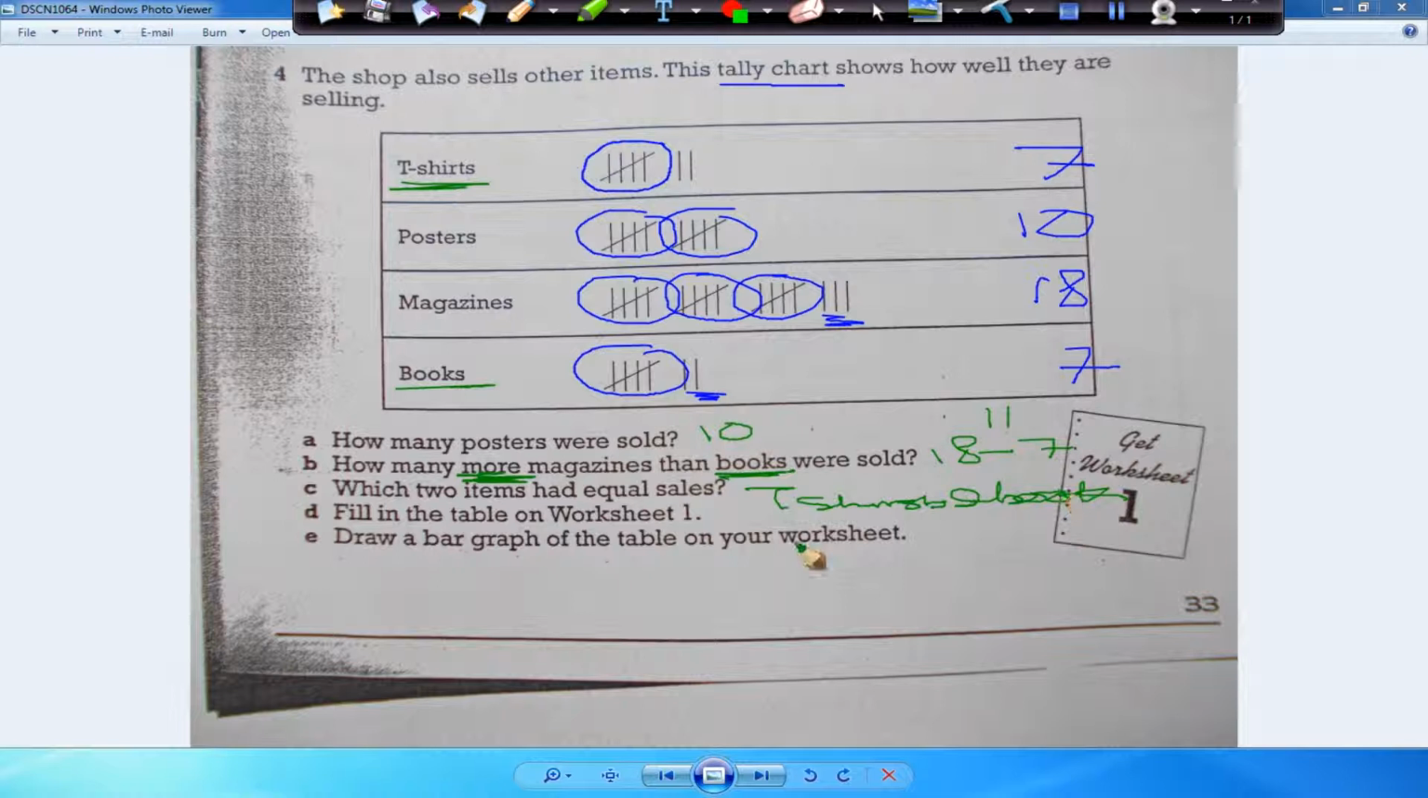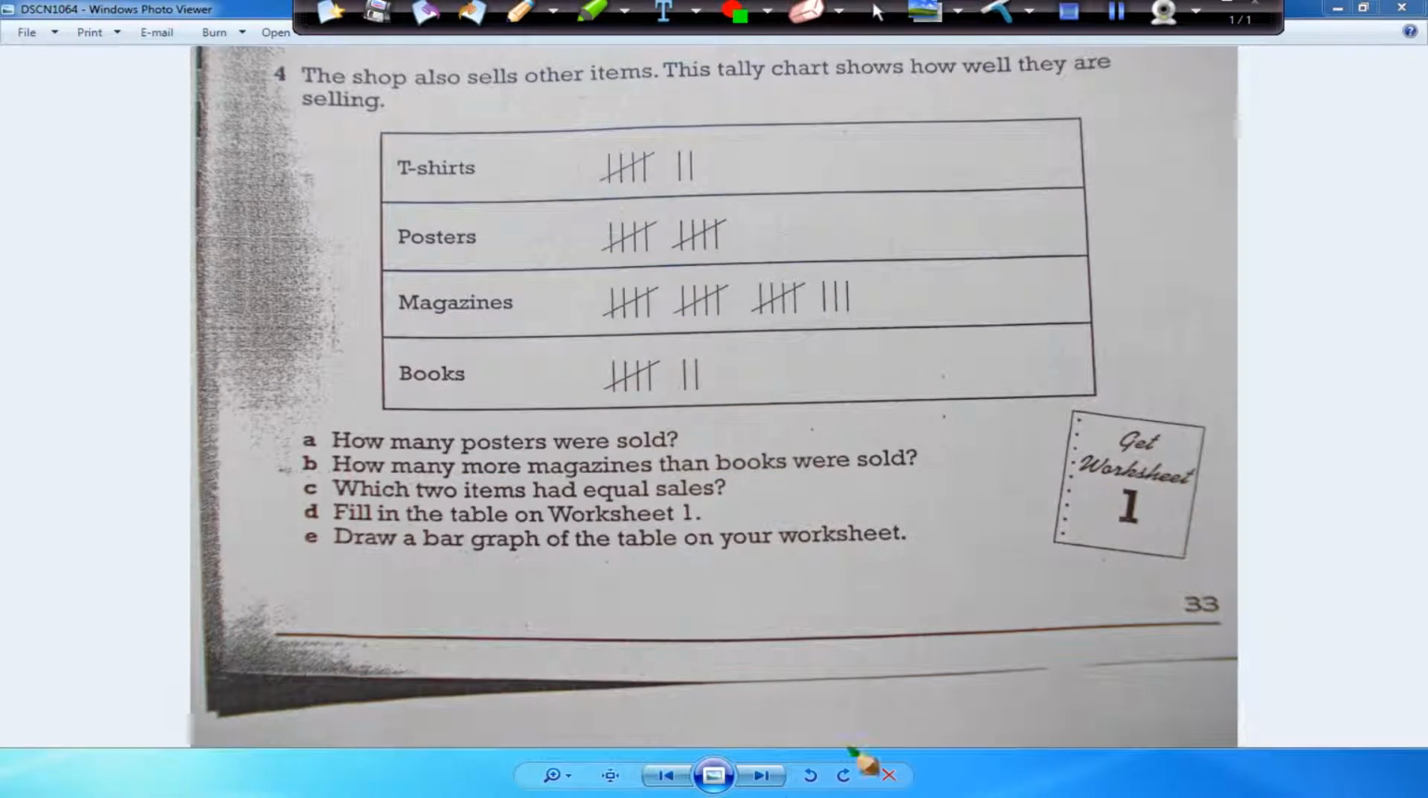So t-shirts and books. Draw a bar chart of the table on your worksheet. So let's do that now. Let's move on to the next page. Let's clear this first. Okay, Bismillah.